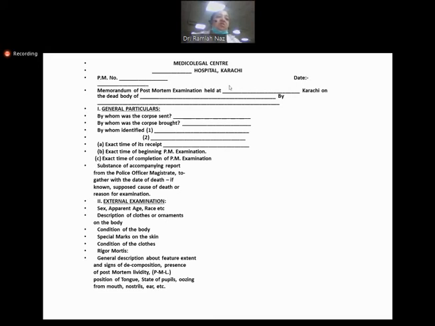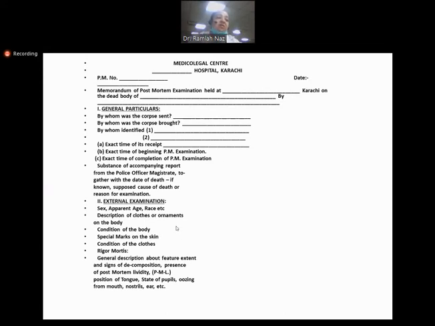It mentions which hospital, Civil Hospital or Abbasi Shaheed Hospital. We have the particular hospital's dates, memorandum of the postmortem examination held at Karachi on the dead body of so and so. In general particulars: by whom the corpse was sent, by whom it was brought, by whom identified. Remember, we did earlier that there will be two people who identify, the exact time of its receipt, which we can take from the registers, and the exact time of completion of the postmortem examination. We have to submit that, the starting time and end time, and write it down.